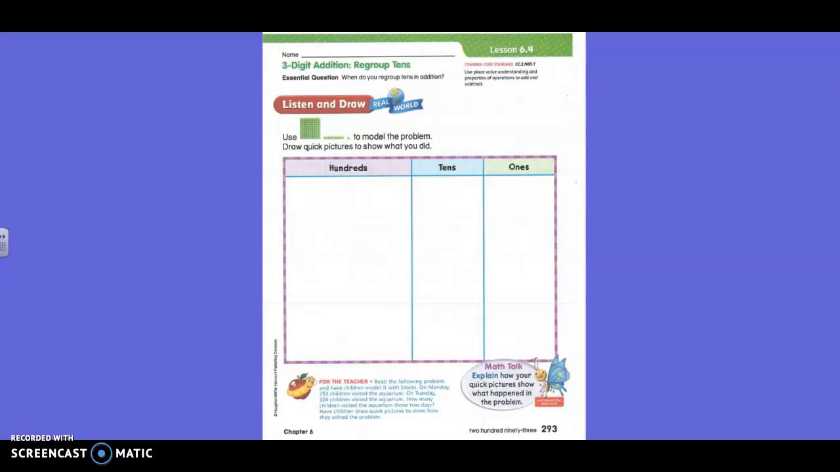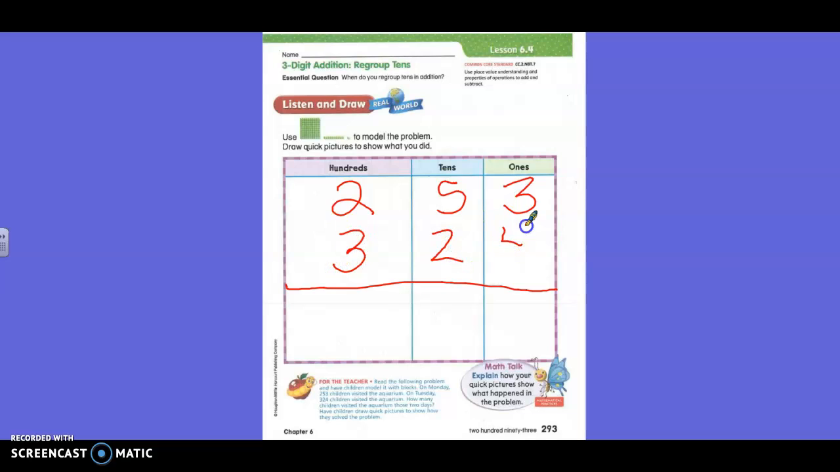Here is the problem. On Monday, 253 children visited the aquarium. So let's make the numbers somewhat big, okay? Here, let's just put a line down here. 253 children visited the aquarium on Monday. On Tuesday, 324 children visited the aquarium. How many children visited the aquarium in those 2 days?